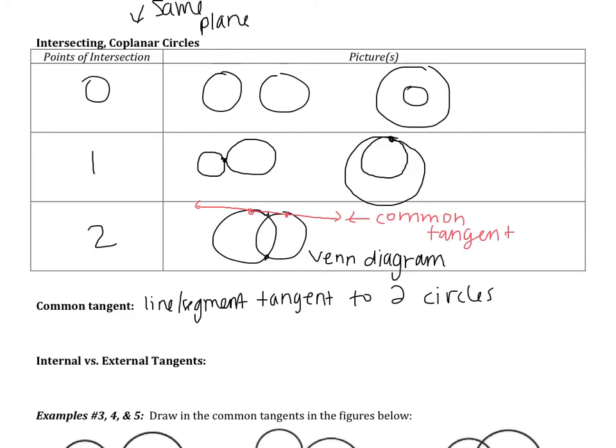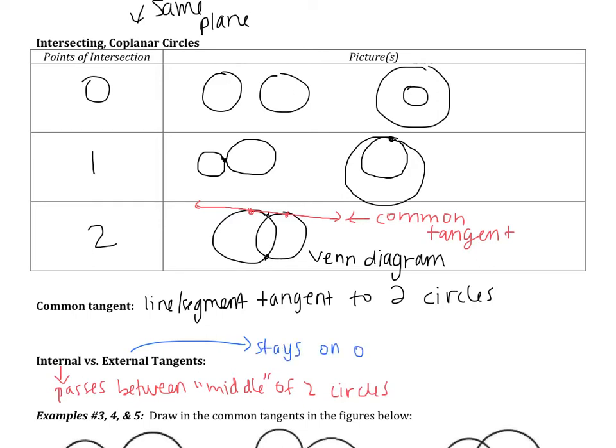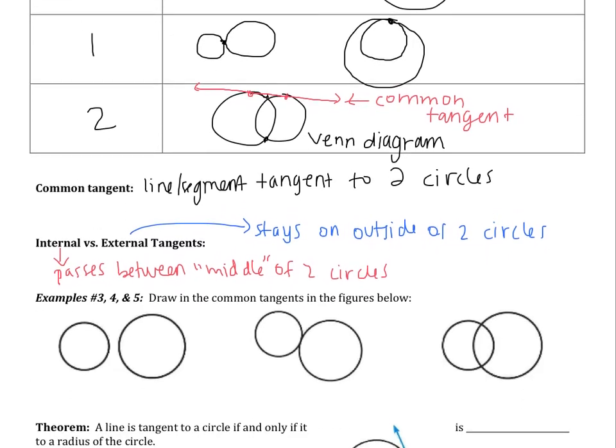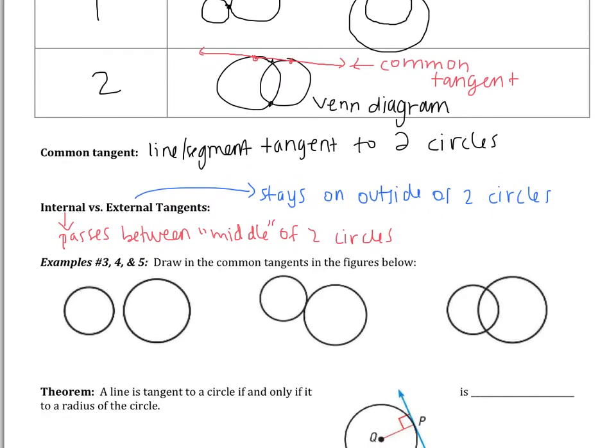Okay, and then there's internal and external common tangents. So internal common tangent, it passes between the middle of the 2 circles. Whereas an external tangent stays on the outside of the 2 circles. I know that's a little confusing, so I just think we should look at an example to see what those look like exactly. So examples 3, 4, and 5, it says draw in the common tangents in the figures below.